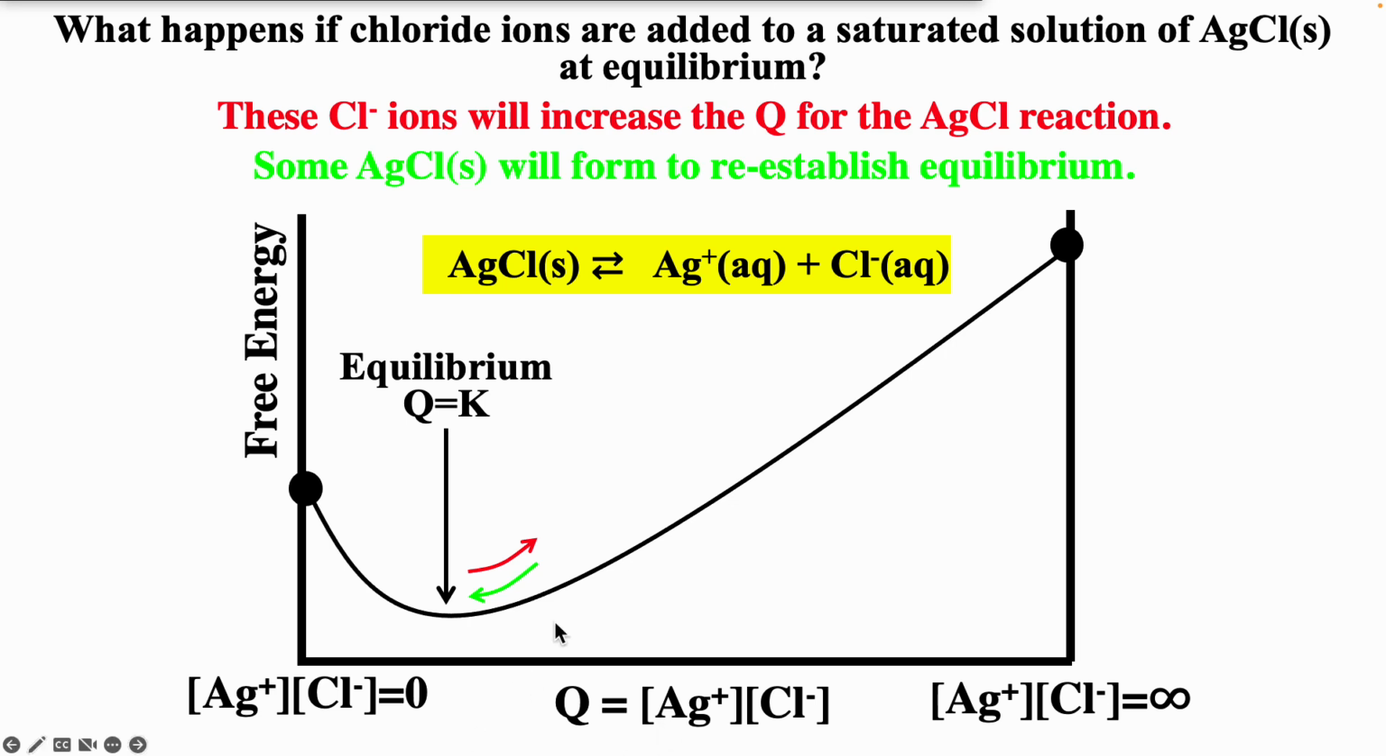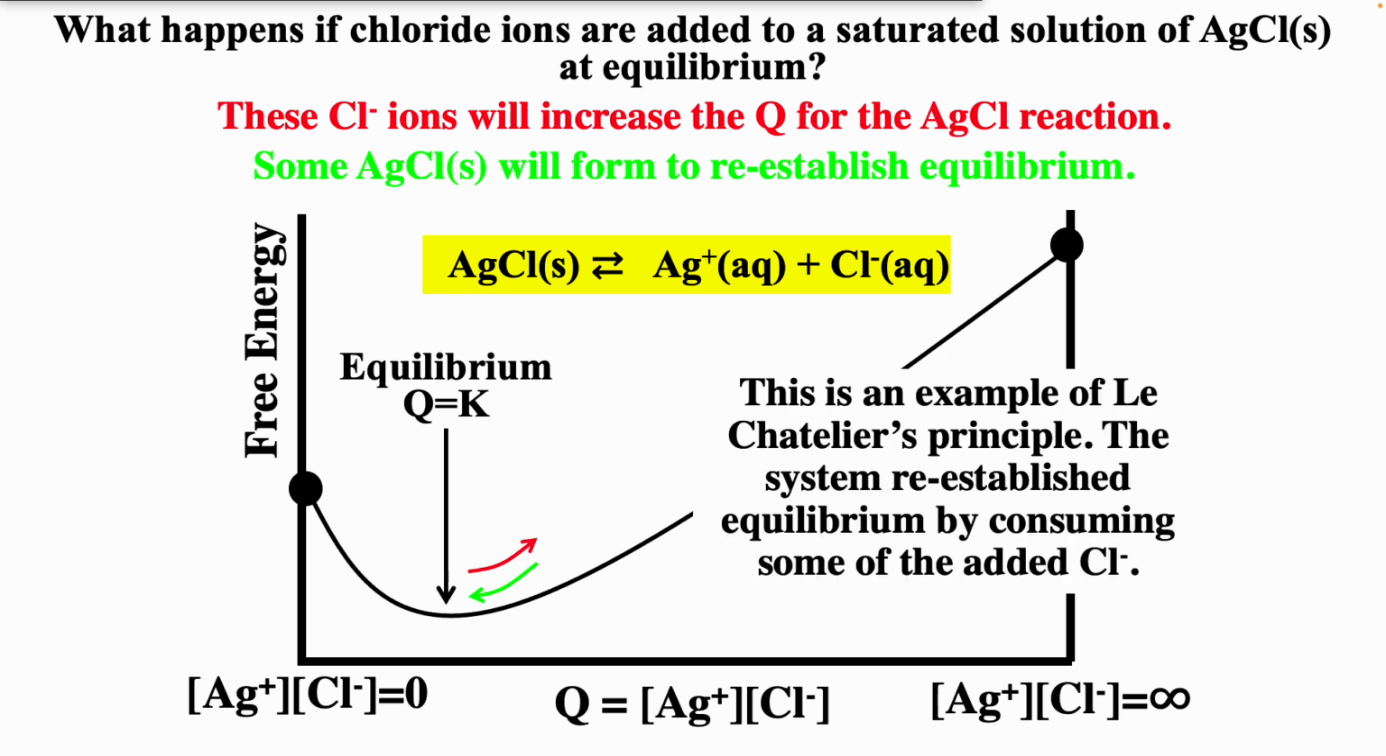So again, at equilibrium, you're down here. Again, you can think about a boulder in a valley. Adding chloride ions is like pushing the boulder to the right, and then the boulder just rolls back down. And again, this is just an example of Le Chatelier's principle. The system is reestablishing equilibrium by consuming some of the added chloride ions.